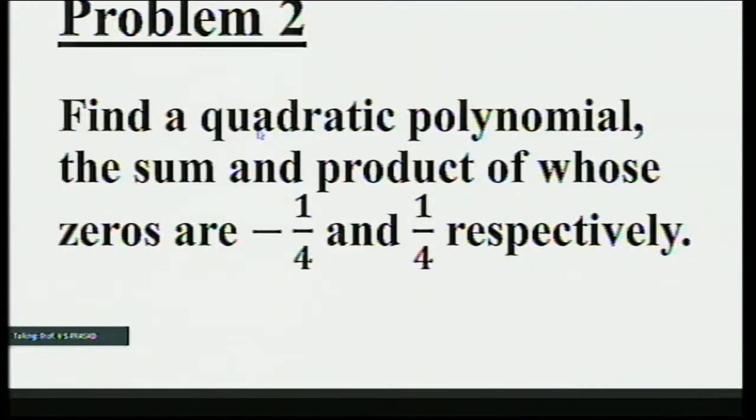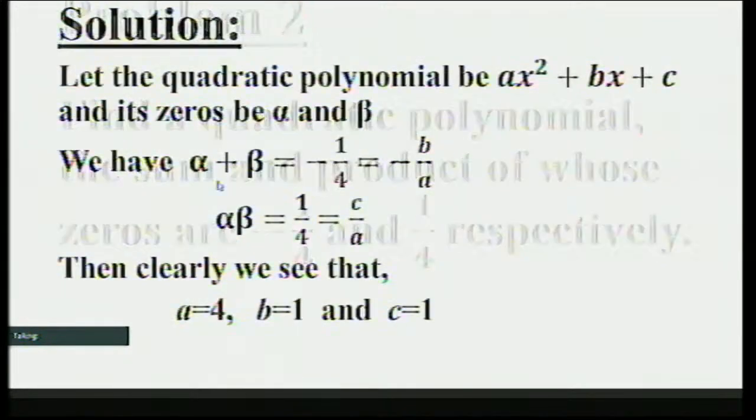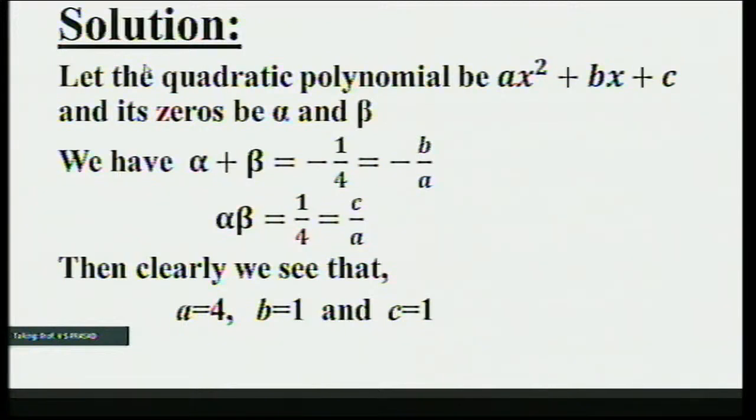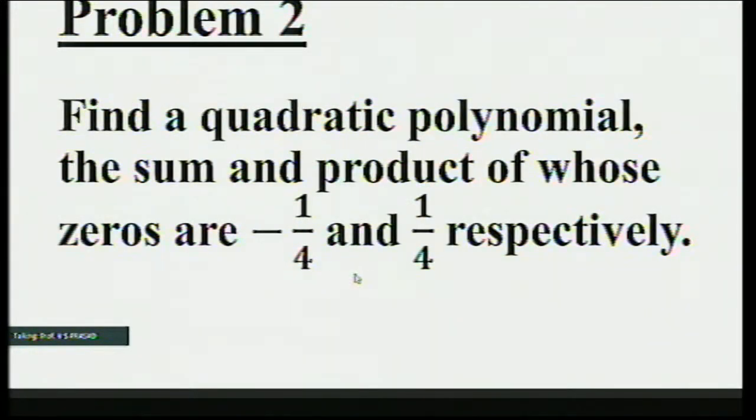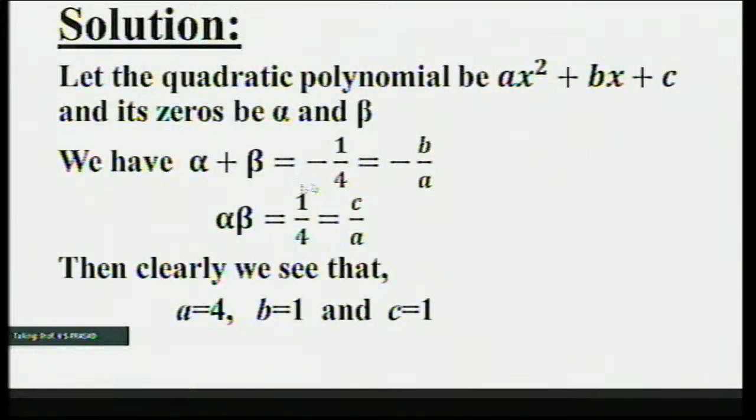For example, find a quadratic polynomial whose sum and product of the zeros are given by minus 1 by 4 and 1 by 4 respectively. Let us take the general quadratic polynomial ax square plus bx plus c, and let us assume that the zeros are alpha and beta. Now let us use the given condition, the sum of the zeros. If alpha and beta are zeros, then the sum alpha plus beta is minus 1 by 4.